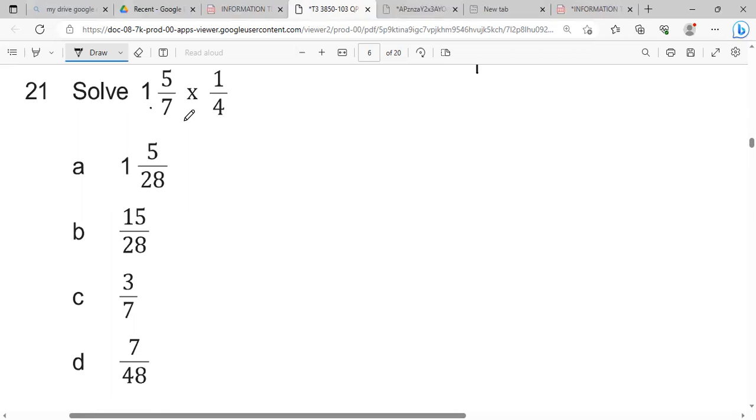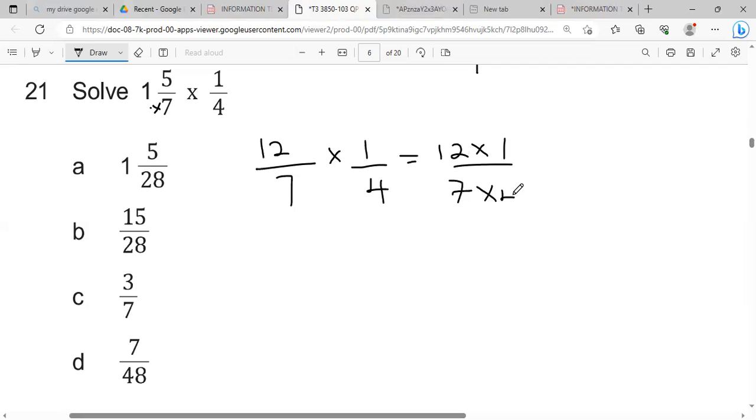Solve 1 and 5 sevenths times a quarter. So what we do now, we say 1 times 7 is 7. 7 plus 5 gives us 12 over 7, and we times it by a quarter. And we know the rule states already. We multiply numerator by numerator. So it's 12 times 1 and 7 times 4. There we have it. That will give us 12 over 7 fours, 28. So what we can do now is reduce this.